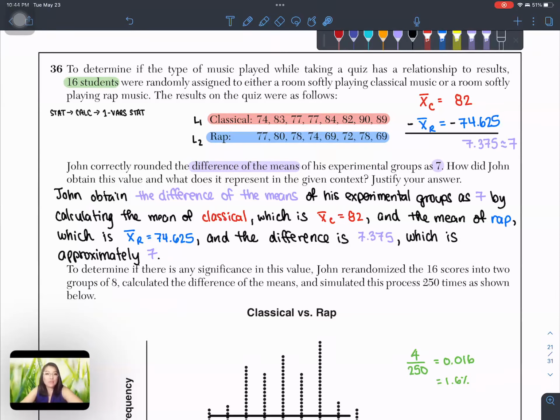John obtained the difference of the means of his experimental groups as 7 by calculating the mean of the classical, which is 82, and the mean of the rap, which is 74.625, and the difference is 7.375, which is approximately 7. You can calculate them by hand, but I just put them in the calculator and then used one-var stats.